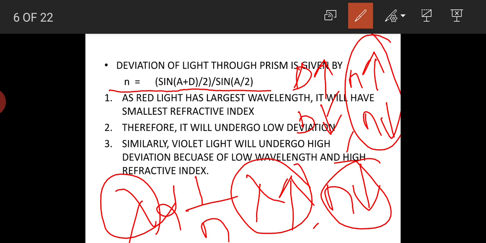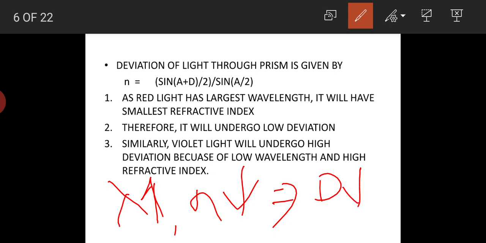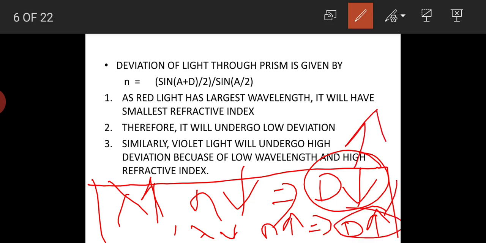So finally, when wavelength is more, refractive index will be less, it means angle of deviation will be less. When wavelength is low, refractive index will be high and angle of deviation will be high. So this is the relation between wavelength, refractive index and angle of deviation. For red color, angle of deviation will be low, and for violet color, angle of deviation will be high. So exactly this is the reason for dispersion of light.